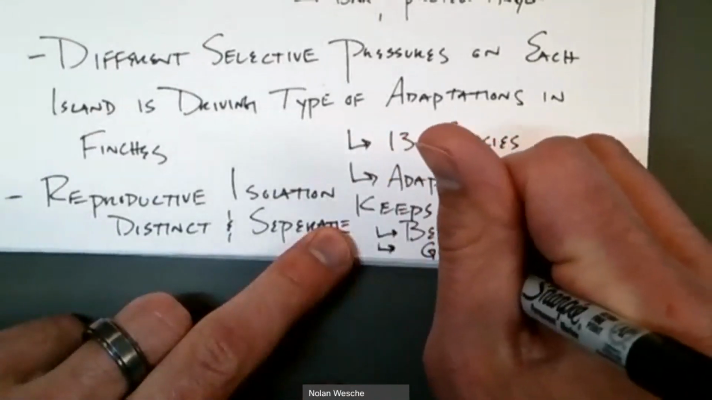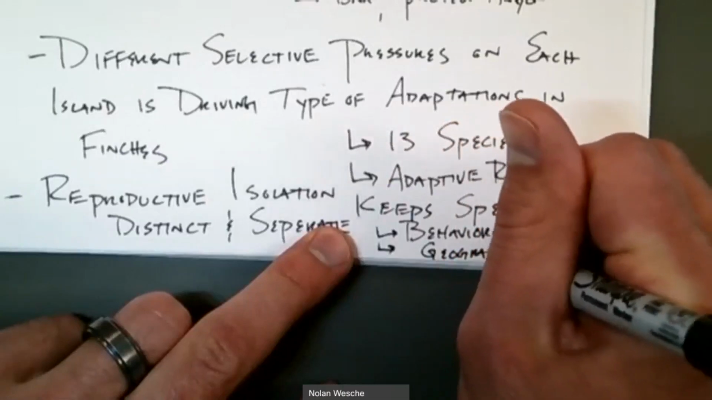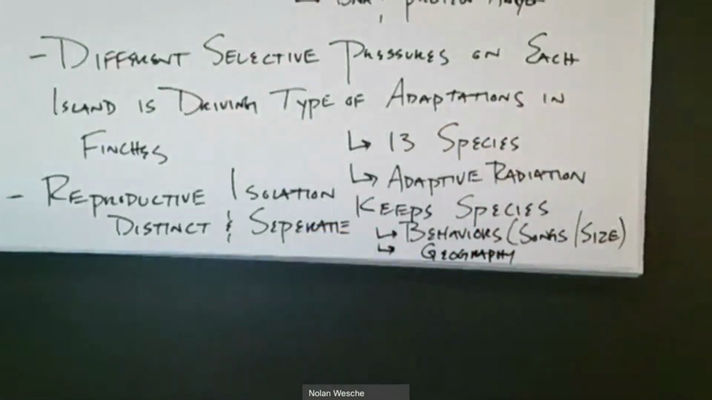Also, geography tends to be a good reproductive barrier, where if you have geographic isolation and you simply don't have access to the other species, it's unlikely that you will get the convergence of those 2 species.